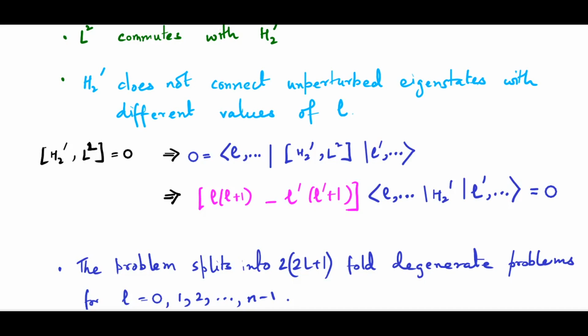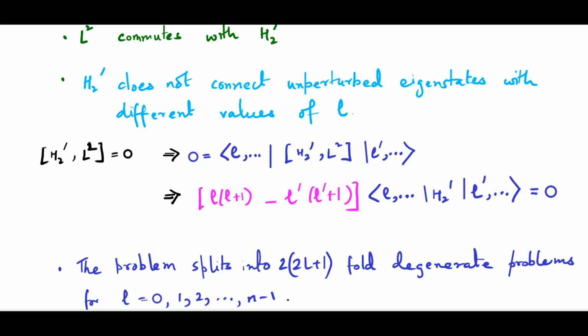So the problem for H2 prime naturally splits up into matrices where you have non-zero element only between the same small l valued states. And this structure is nicely consistent with the corrections imposed by H1 prime, which has told us that the 2n square levels are no longer degenerate, but there is still degeneracy as long as states with the same value of l are concerned.